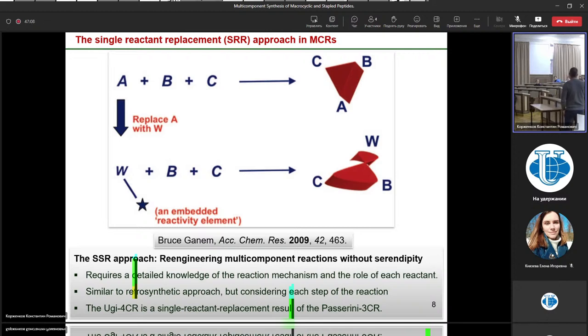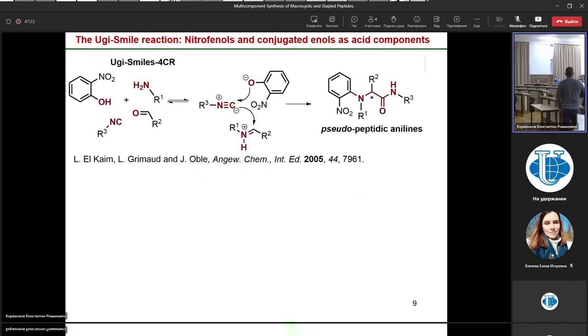But you can publish a lot, you can innovate a lot, because you have to know what the mechanism of the reaction is. You have to know how you can replace one nucleophilic partner by another one with a similar type of reactivity, but giving rise to a different type of scaffold. And this is very relevant for students starting. For example, the Ugi-Smiles four-component reaction. Take a look, this is a reaction with a nitrophenol. So a phenol with a nitro at the ortho or the para position can react, giving rise to these peptidic anilines, a type of scaffold that is very unique and very difficult to produce by other means.